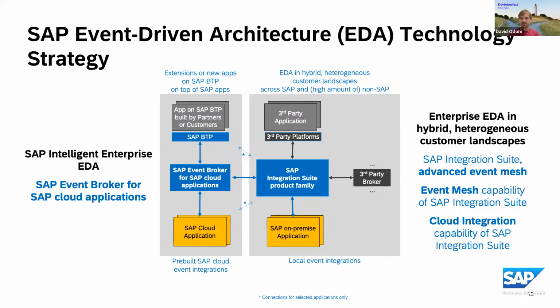Two of them are these kind of event broker or message broker technologies, the event mesh and advanced event mesh. And then we also have cloud integration, an enterprise integration platform as a service offering, which is providing a whole catalog of adapters to third-party systems and mediation capabilities. And what's key here is this arrow in between the SAP Event Broker and Integration Suite product family. These things are made to interoperate quite well, and they are complementary solutions.